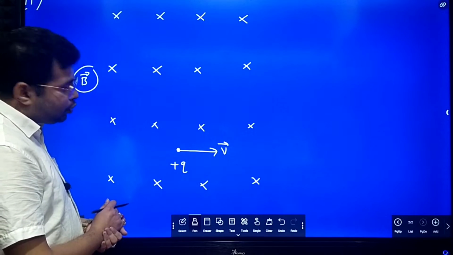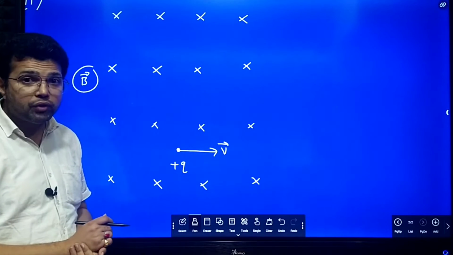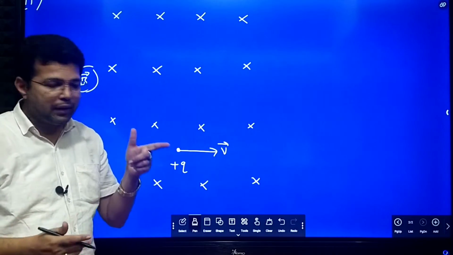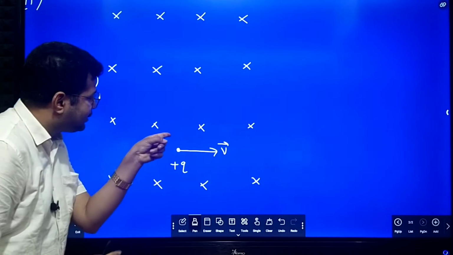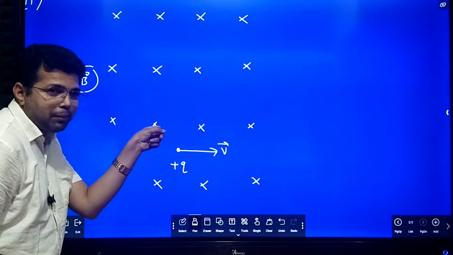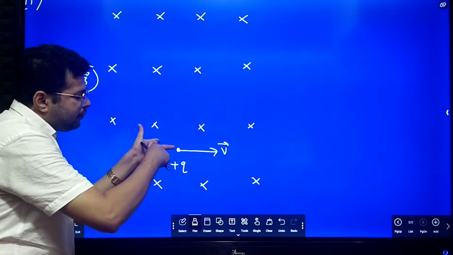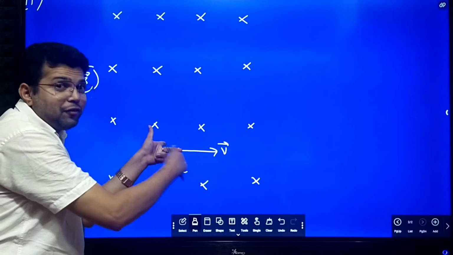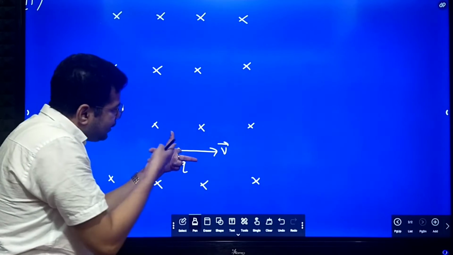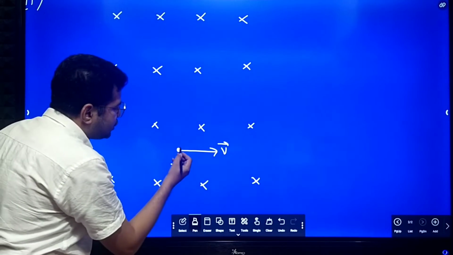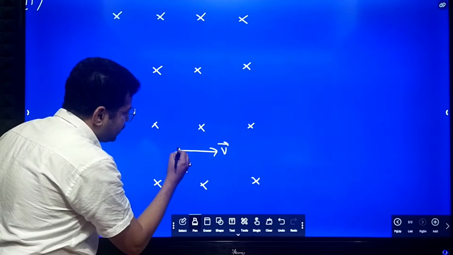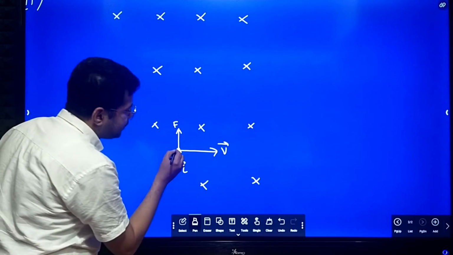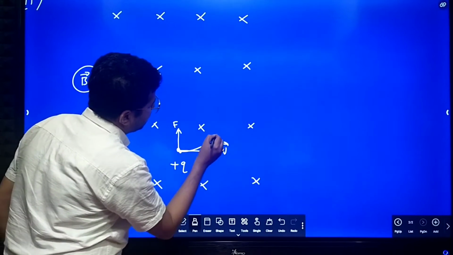Now what happens? To know the force acting on the charged particle, we have to use Fleming's left hand rule. In case of Fleming's left hand rule, if the forefinger gives the direction of magnetic field, it is into the plane of the board. If the central finger gives the direction of motion of positive charge, or the direction of current, then thumb gives the direction of force acting on the charge. So this is the direction of force. Because of that force, the charged particle will start moving like this.